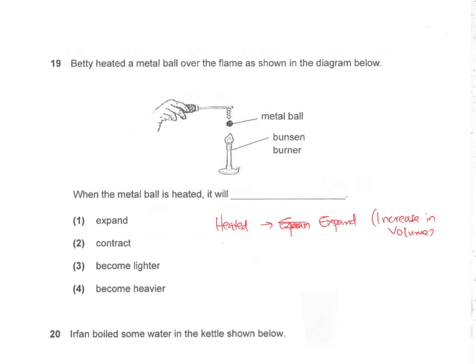When an object is being cooled, when it loses heat, what happens is that it will contract or it will have a decrease in volume. So since the ball is heated, you will expect that the ball will expand, it will get bigger. So in this case, answer is 1. Very clear.